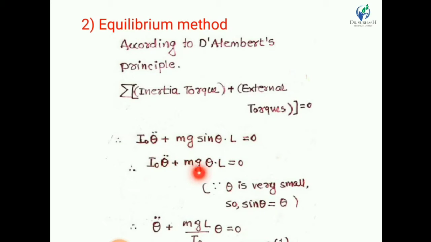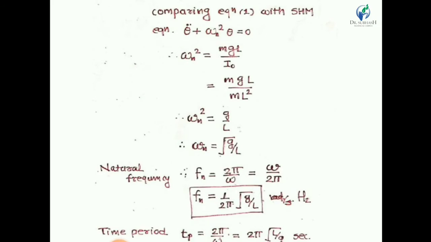So again Io into theta double dot plus mg theta into L, because we replace sin theta with theta, because theta is very small. So again we obtain this equation: theta double dot plus (mgl upon Io) into theta is equal to 0. Now we compare this equation with the simple harmonic equation, theta double dot plus omega n square into theta is equal to 0. So we obtain omega n square is equal to mgl upon Io.